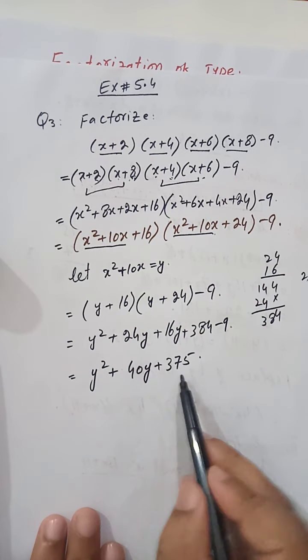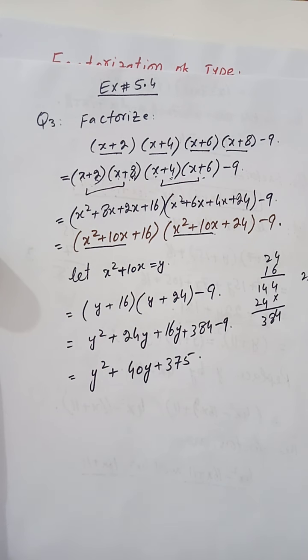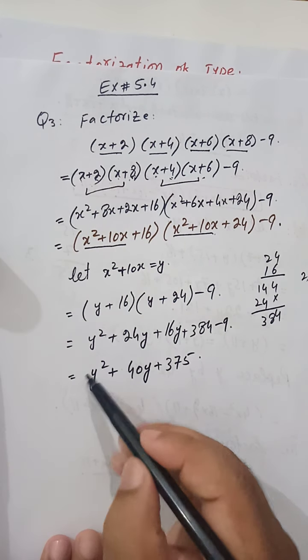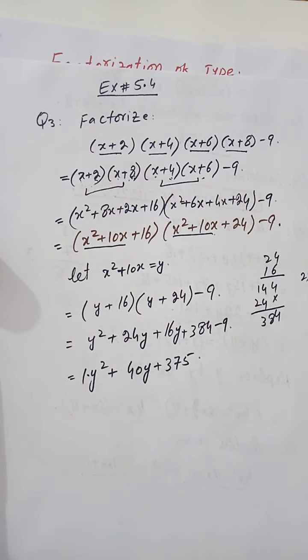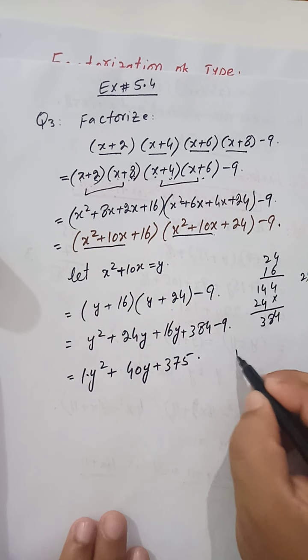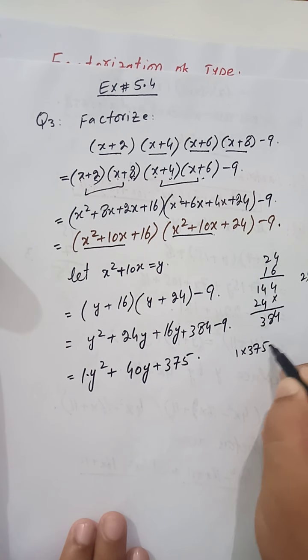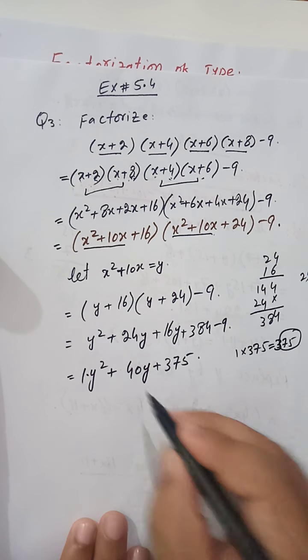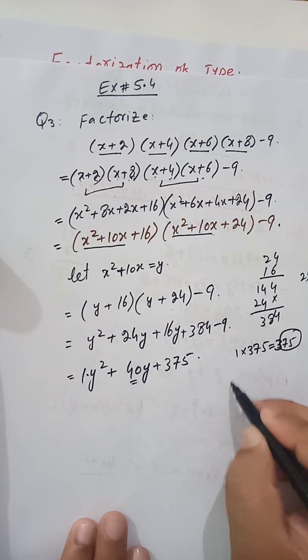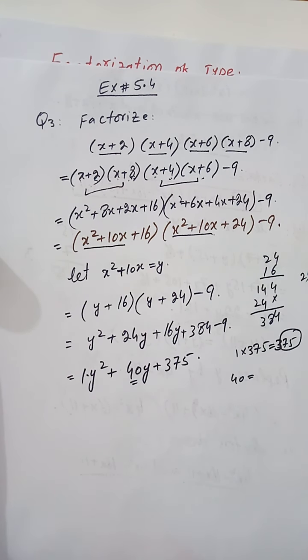Now you need to factorize this algebraic quadratic expression. So you will use the extreme mean method. The coefficient of y square is 1, and the constant term is 375. So 1 multiplied with 375, you will get 375. Now our target is to split the coefficient of y, 40, into two parts such that from their addition you get 40 and from their multiplication you get 375.